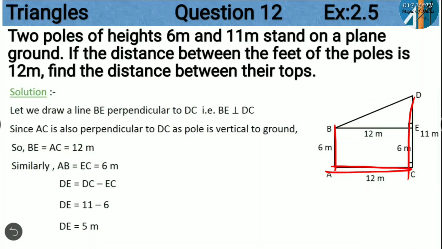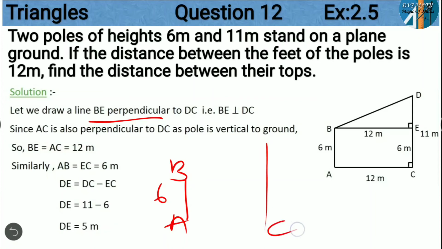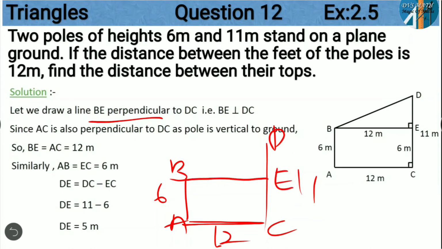Now they are asking to find the distance between their tops. Here the top is B and the top is D. If you join those two, you will get the distance between them, BD. So for that, we have to do one small construction. That is very simple. We have to take line BE perpendicular to DC. That means one pole is AB, which is 6. Another pole is CD, which is 11. And you know that AC is 12. From this B, we have to take one perpendicular BE, which is perpendicular to CD.